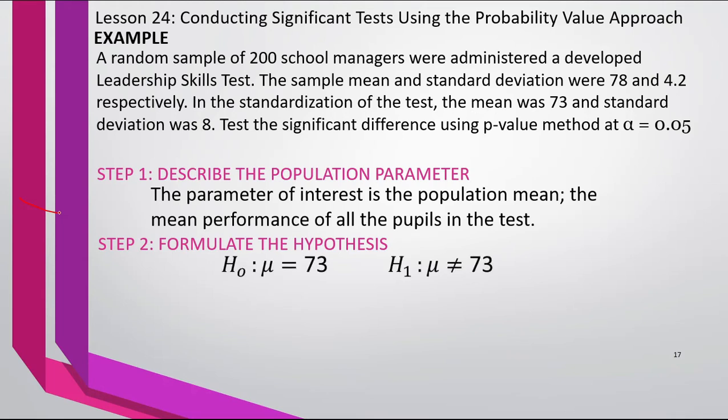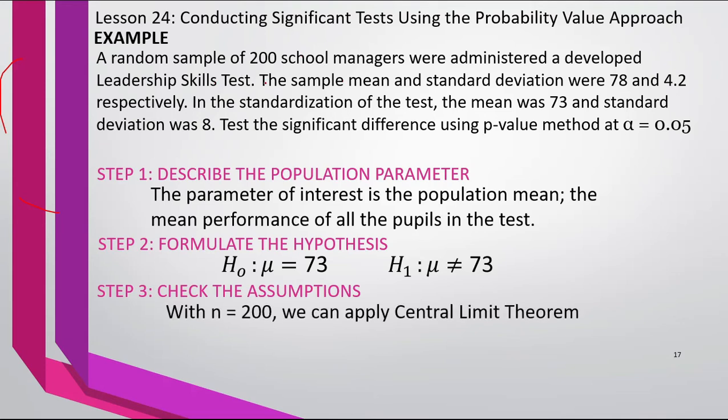Ang null hypothesis natin is equals to 73 at ang alternative hypothesis natin is not equal to 73. Ayan, very good. Next, kapag pagka-formulate ang null hypothesis, we will check the assumption. So, check natin yung alin? Ito, yung sample. Since ang sample size natin ay 200, we can apply central limit theorem.